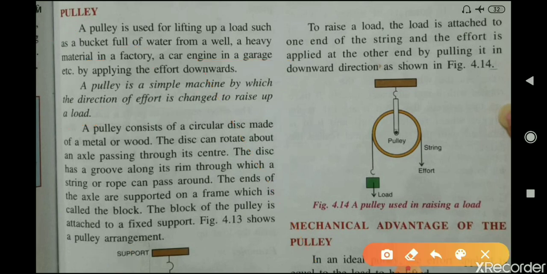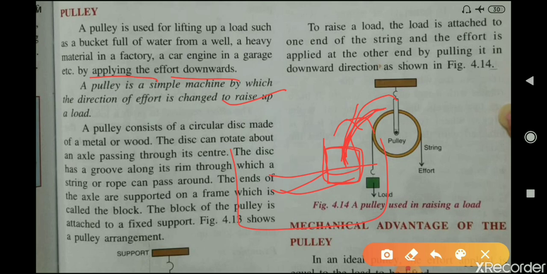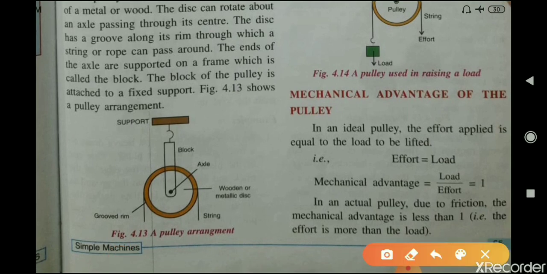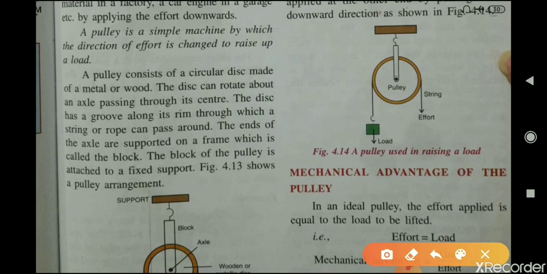We can lift all these loads by using a pulley by applying the effort in the downward direction. Suppose you want to take out a bucket full of water from the well. Without a pulley, you have to pull this bucket in the upward direction, means you have to apply the force in the upward direction, with the help of this rope. But if you use a pulley, we have to apply the force in the downward direction. Suppose on this side the load is attached, means the bucket that we are taking out from the well, so we apply the force in the downward direction with the help of this string. Okay, so with the help of a pulley, we can raise up a load by changing the direction of effort.